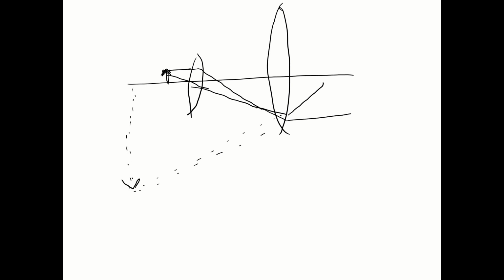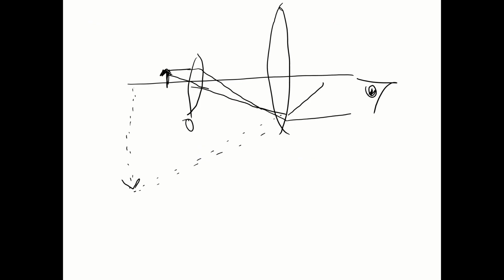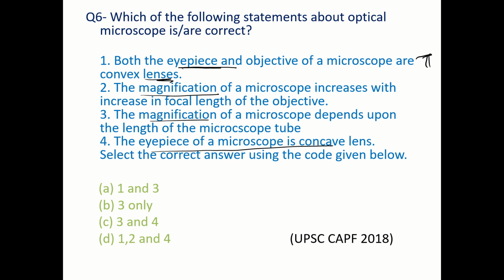So in this way you can see, like, here's the human eye and here's the object, how the microscope works. So coming to the very first statement, both the eyepiece and the objective of the microscope are convex lenses. This is absolutely true. Statement 1 is true. You can see like this. This is objective, this is eyepiece. The magnification of a microscope increases with the increase in focal length of the objective.